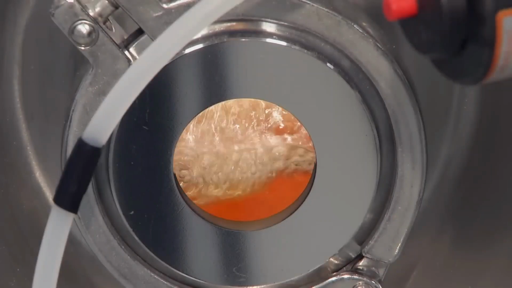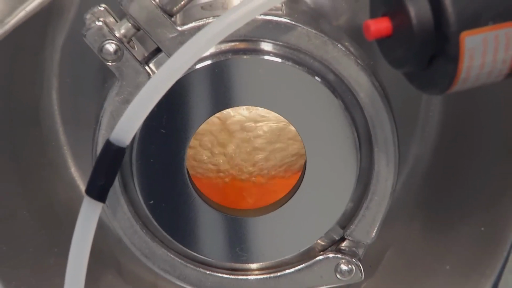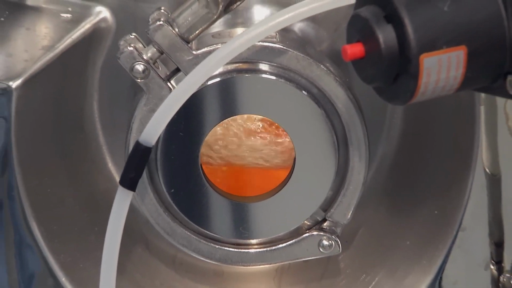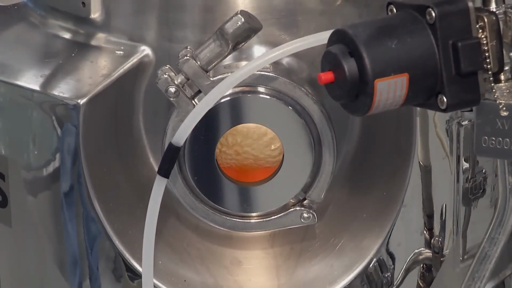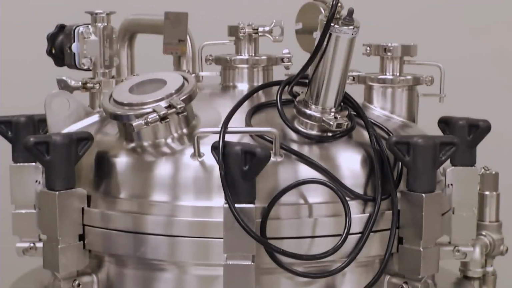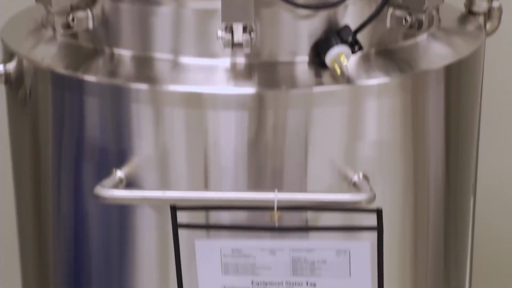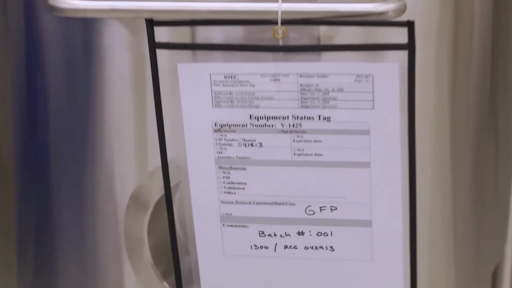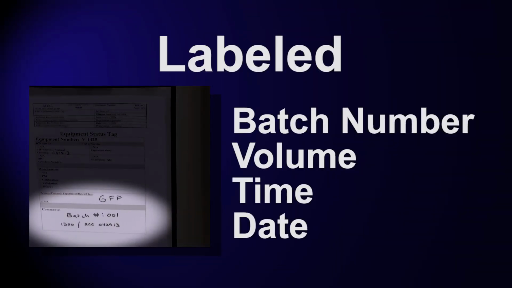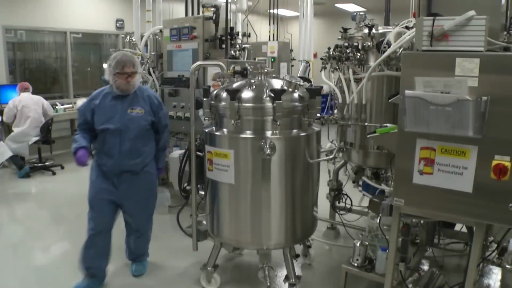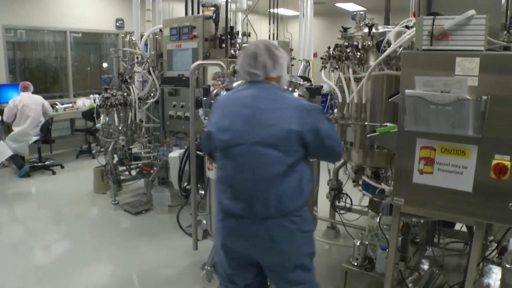The product is now referred to as broth. The broth, which contains spent media and cells, is complete when the key nutrient, glucose, is mostly consumed and the batch has reached the desired concentration. The batch is then cooled down, pumped into a broth tank, and labeled with the batch number, volume, time, and date. The fermentation process is now complete.